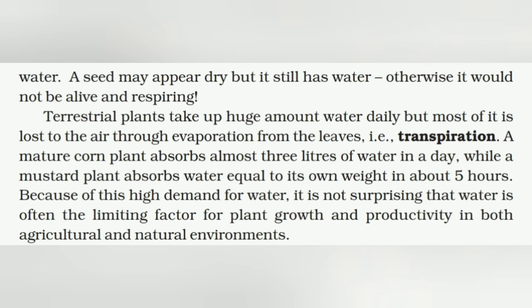A mature corn plant absorbs almost 3 liters of water in a day, while a mustard plant absorbs water equal to its own weight in about 5 hours. Because of its high demand for water, it is not surprising that water is often a limiting factor for the growth of the plant and productivity in both agricultural and natural environments.